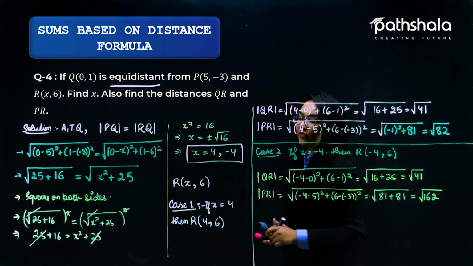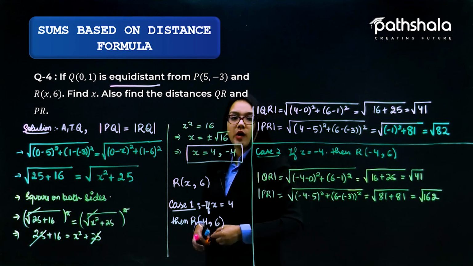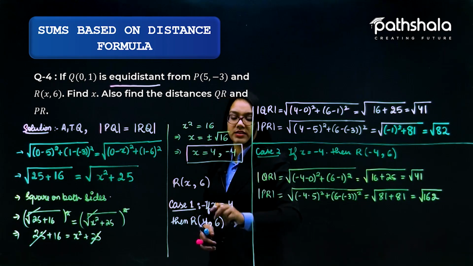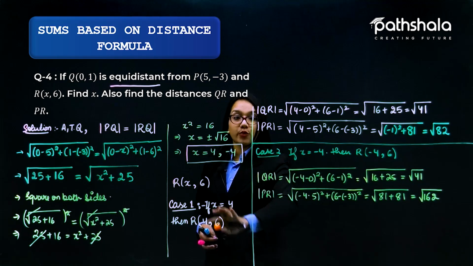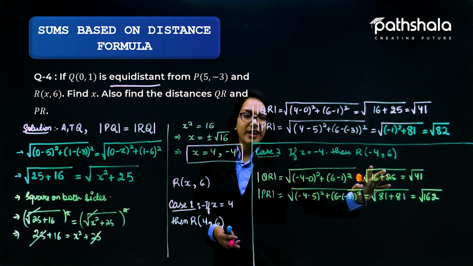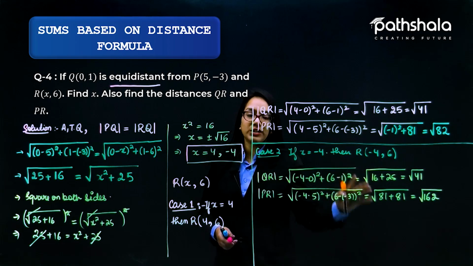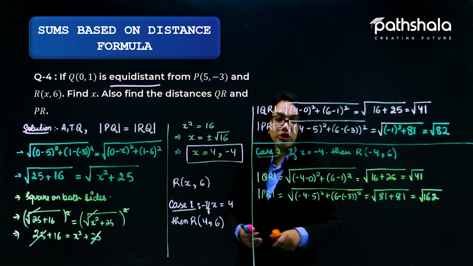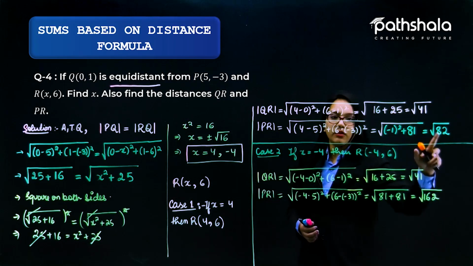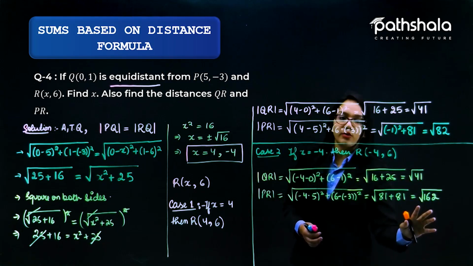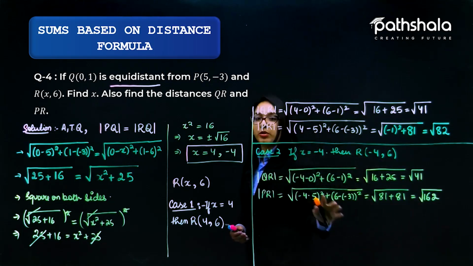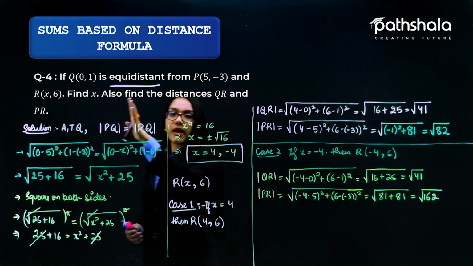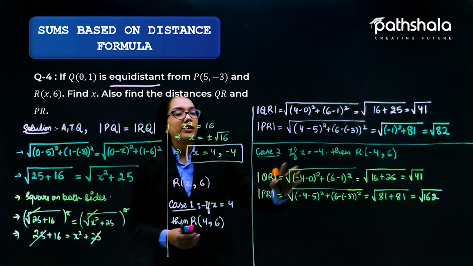So this is all about finding the distances QR and PR for the two cases: case 1, when we have taken x as 4, and case 2, when we have taken x as minus 4. The solution is root 41, root 82, root 41 and root 162. They are the distances QR and PR for the two values of x.